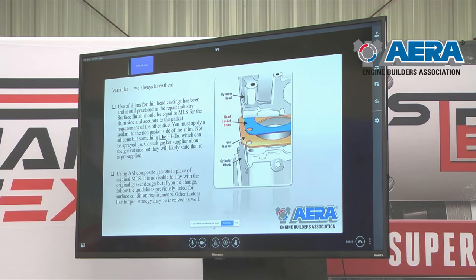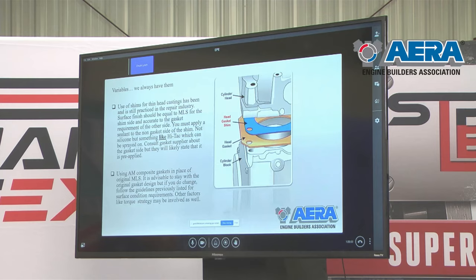Surface finish should be equal to MLS for the shim side and accurate to the gasket requirement on the other side. So if you're going to put that steel against the block, make it as smooth as possible, and then you would apply a sealant like a high tack, an aerosol or a brush on type material. It's kind of like a flange gasket eliminator. It doesn't create that shimming effect that lifts parts up like silicone would. It would be more similar to what they would apply at a gasket manufacturing facility.